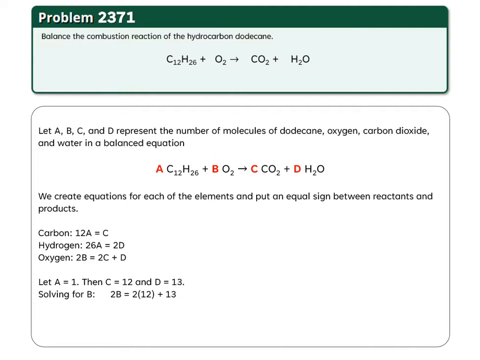We solve for B in the oxygen equation as shown. 2 times B equals 2 times 12 plus 13. 2B equals 37. B equals 37 divided by 2, or 18.5. Is this an acceptable solution? Let's look at our reaction again with these coefficients that we know work, but might not be what we want.